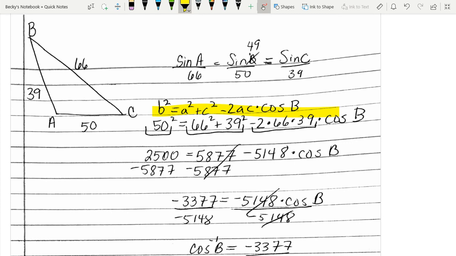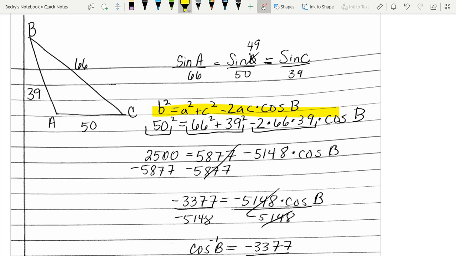Now, this one gets tricky and you have to really watch. Side b is the 50, so I plug that in. a and c: a is 66, c is 39. They're squared, and then 2 times a times c, so 2 times 66 times 39 cosine B. All right, guys, let's be real. This huge equation, you're solving for the angle this time, and the angle's at the very end.